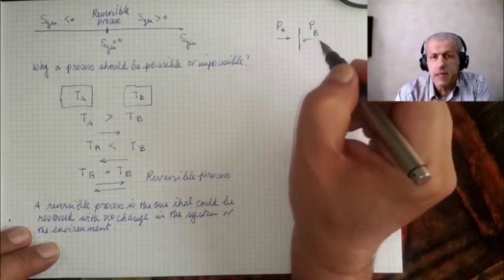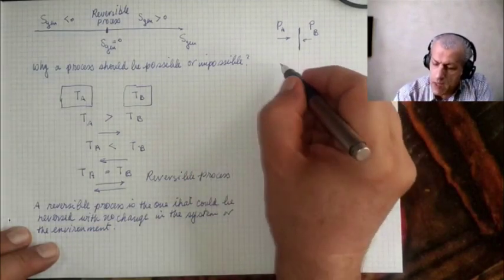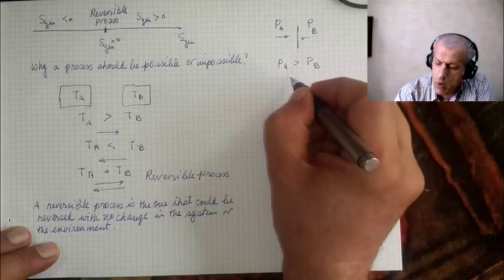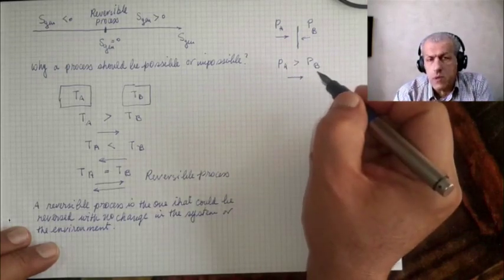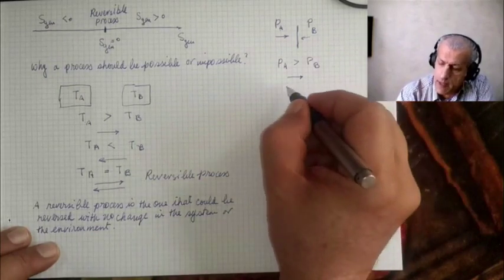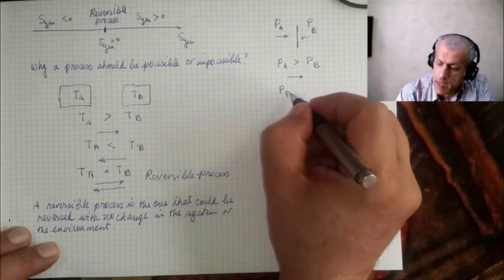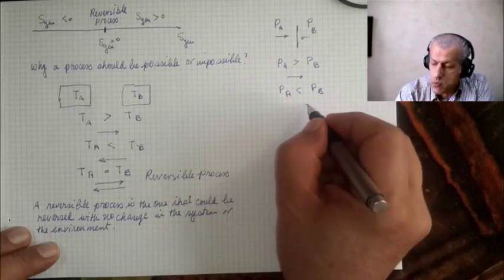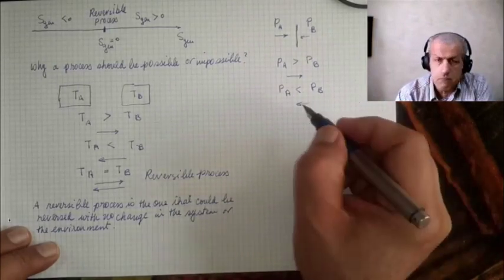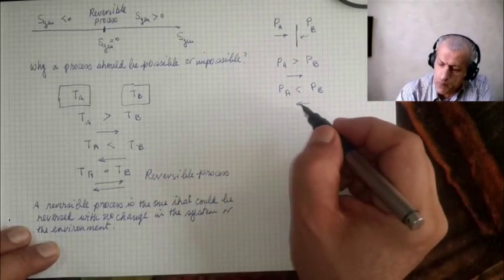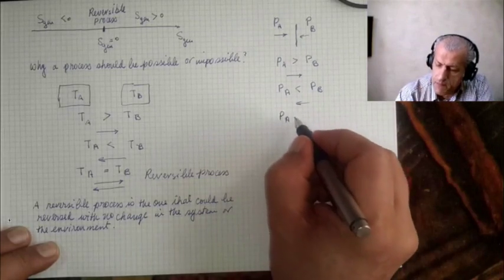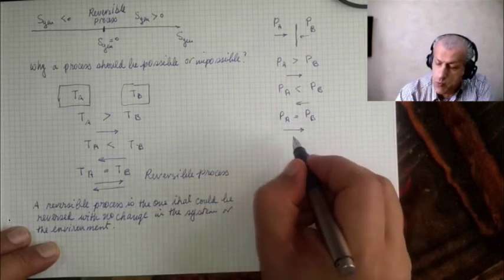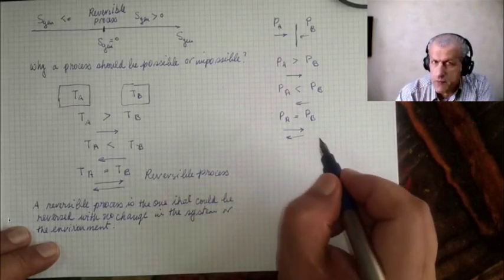Both exert pressure on the wall. If PA is larger than PB, then the wall would go rightwards. And if PA is smaller than PB, the wall would go leftwards over the partition. But if PA equals PB, it could go both rightwards or leftwards.